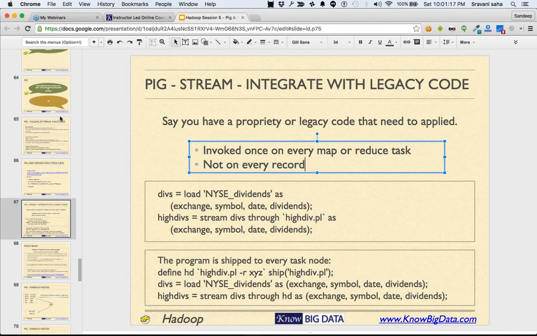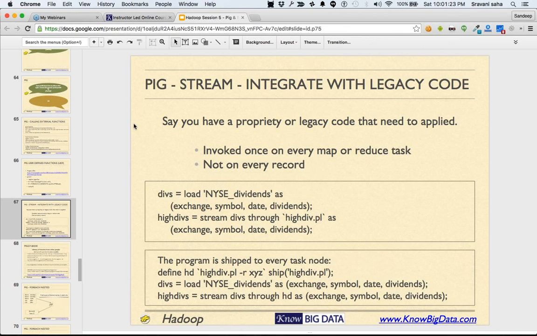Now, sometimes you don't have the luxury to create your Java code. Sometimes you're dealing with legacy code. In the legacy code, let's imagine that there is some old Perl file which contains some logic which is not yet converted into Java. You can stream data through that file, in the way I showed you with the sort command and awk command.